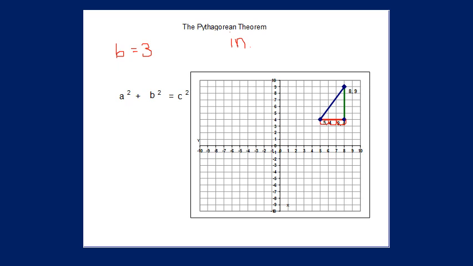Okay, we're going to make this green line our side A, and we are going to count from 8, 9 to 8, 4. Start here. 1, 2, 3, 4, 5. So side A is 5.